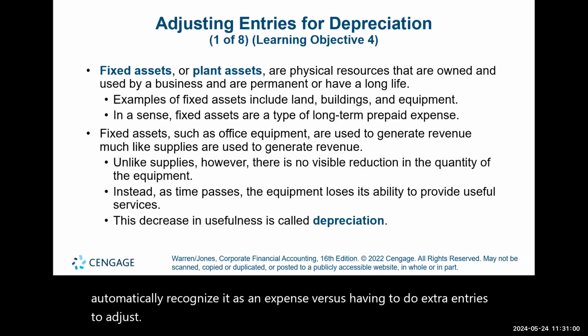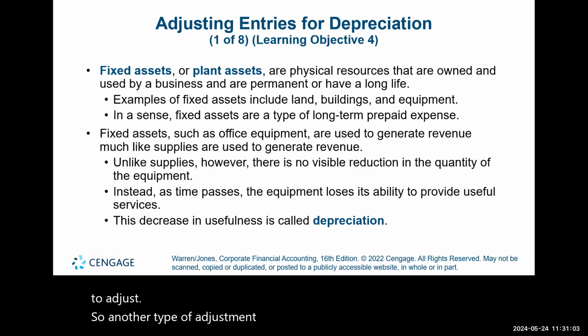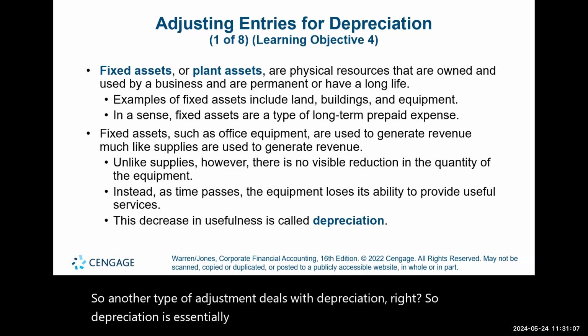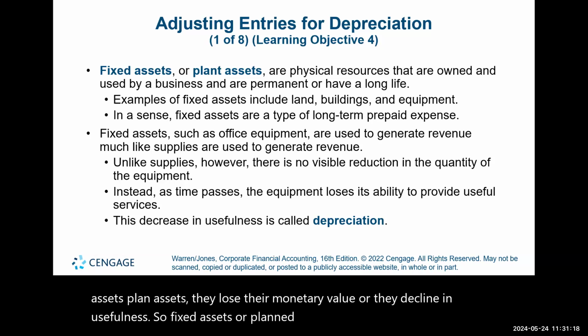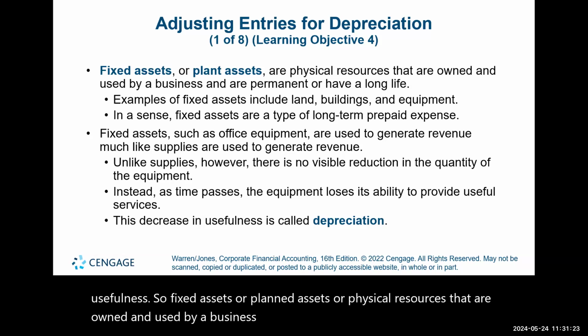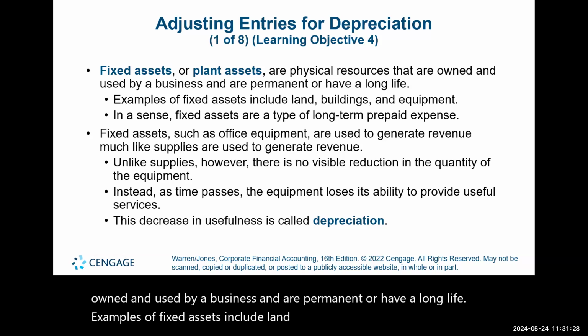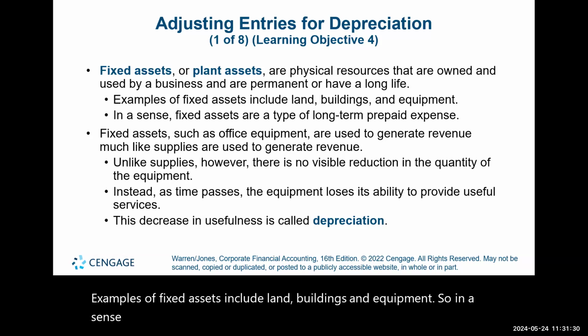So another type of adjustment deals with depreciation, right? So depreciation is essentially just highlighting the fact that sometimes fixed assets, plant assets, lose their monetary value or decline in usefulness. So fixed assets or plant assets are physical resources that are owned and used by a business and are permanent or have a long life. Examples of fixed assets include land, buildings, and equipment. So in a sense, fixed assets are a type of long-term prepaid expense.